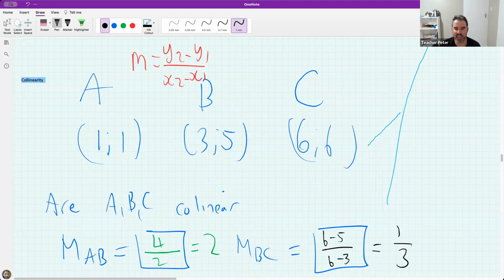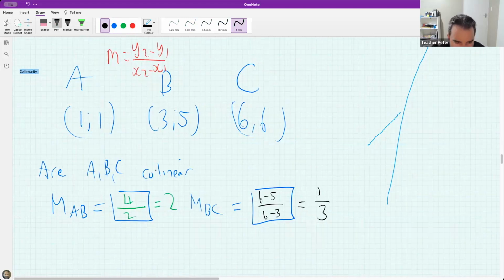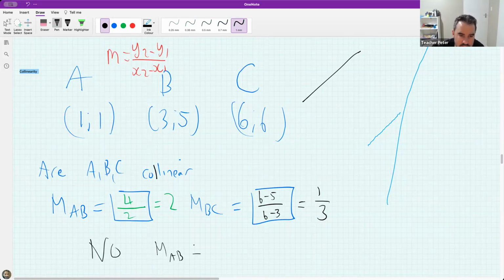Are the points A, B, C collinear? Yes or no? Based on what I said earlier in the lesson. Are these 3 points on the same straight line? No, as M of AB does not equal M of BC. So A, B, and C are not collinear. The gradients would have had to be the same in order for them to be collinear.